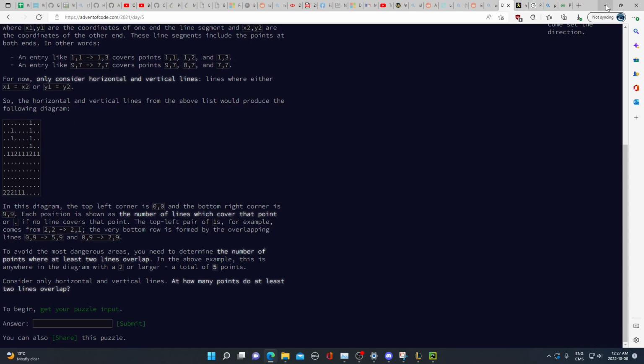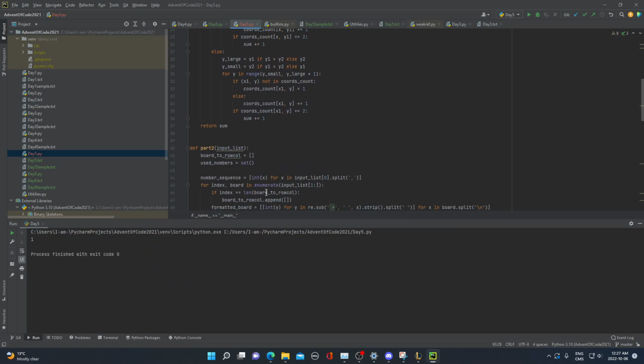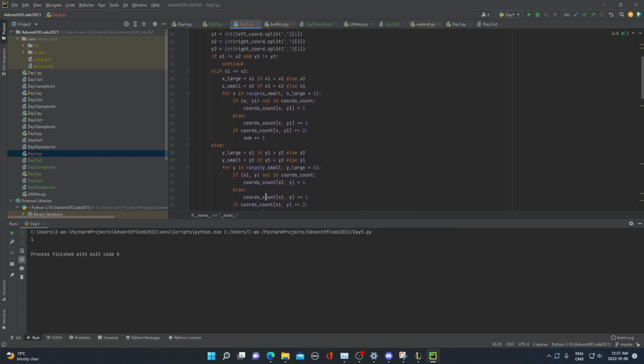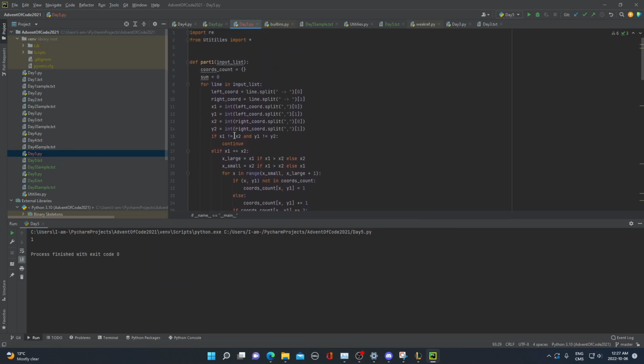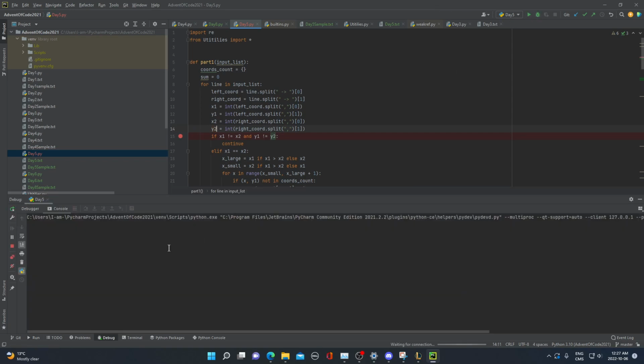I already have 5 points. How is it only 1? What? I don't know. Let's just debug this. Makes it easier.